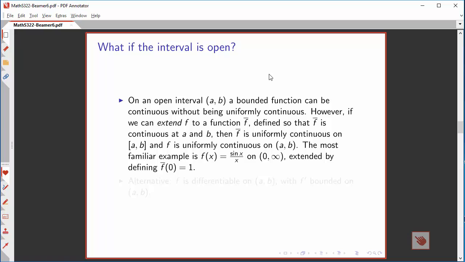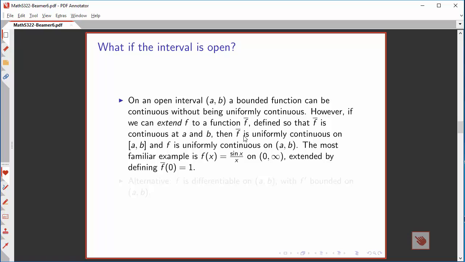Okay, so on a closed interval, we don't have any real problems. On an open interval, as you've seen, a function can be continuous without being uniformly continuous. However, frequently we can deal very nicely with an open interval by extending the function. I'll use Ross's notation by putting an overline on the f. And the way we define this extension is that we define the value at the endpoint a or b so that the function is continuous there.